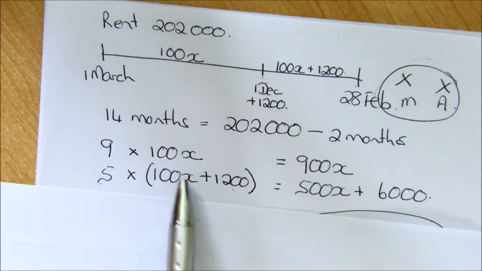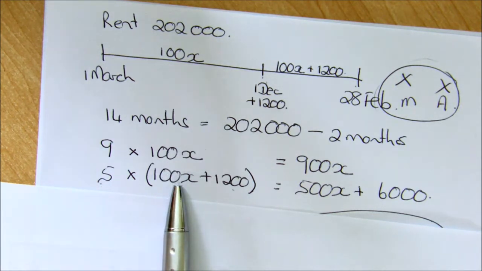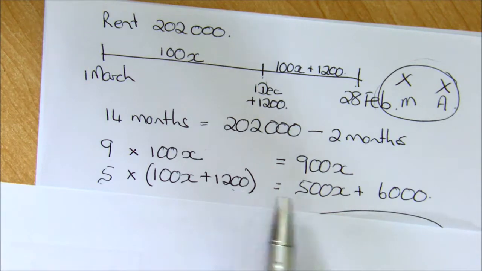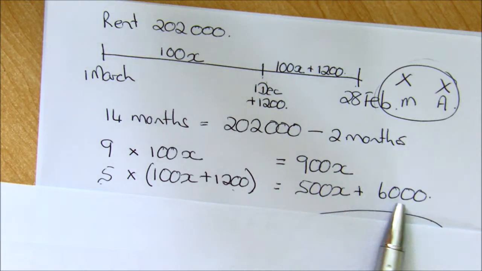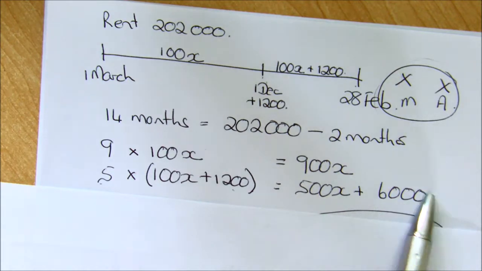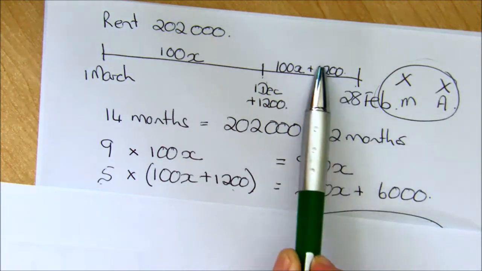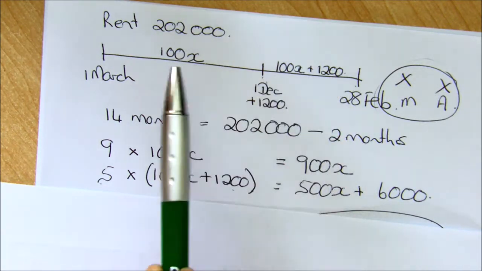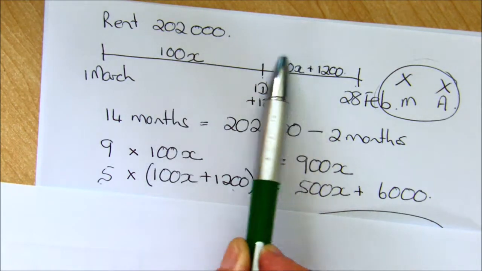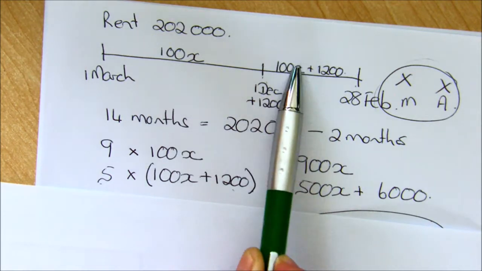And the rent here was still the same basis, still 100x, but it went up by 1,200. So multiply that brackets out, 500 x's plus 6,000. Now this 6,000 is the extra. It's 1,200 times 5. So first step, let's get rid of that, because we've got a common base here and a common base here. Let's get rid of this extra.